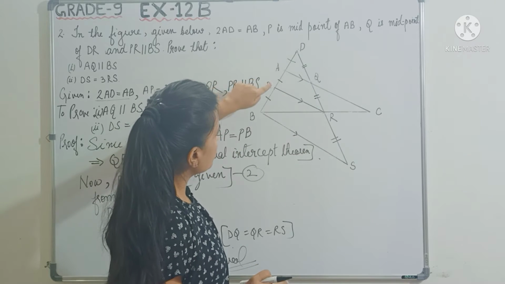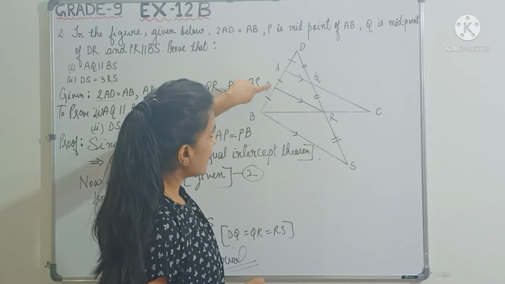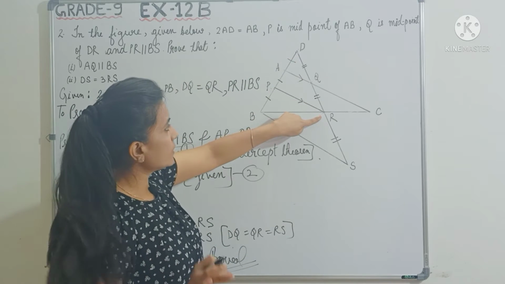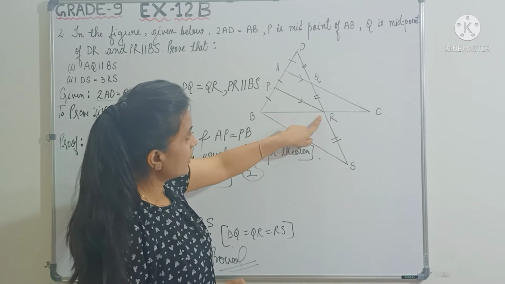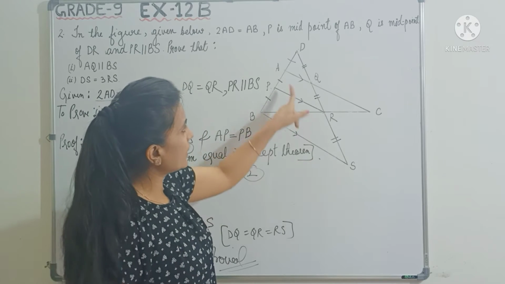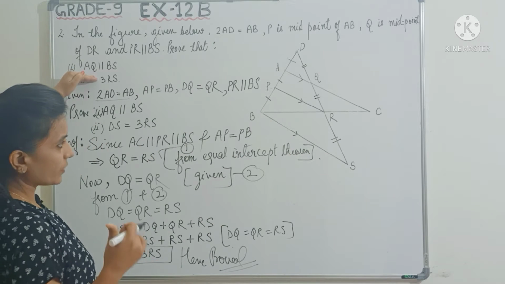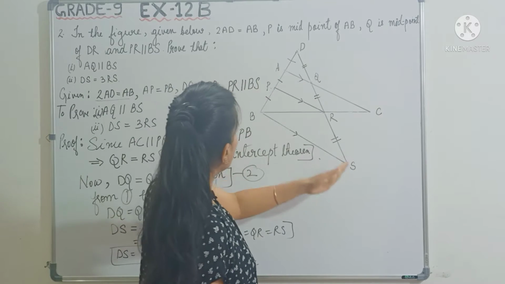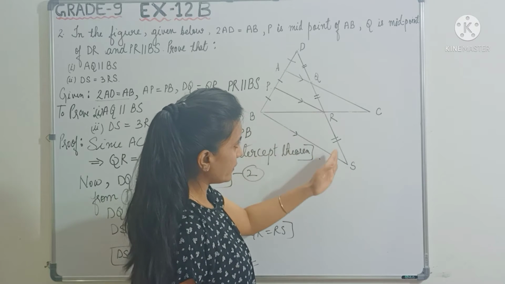Now we took triangle DPR. In this triangle, A is the midpoint of DP and Q is the midpoint of DR. So from the midpoint theorem, we can conclude that AQ will be parallel to PR, right? Now PR is parallel to BS, right? So we can conclude that AQ will be parallel to BS. So the first part is done. Now the second part. In the second part, we have to show DS is equal to 3RS, right?